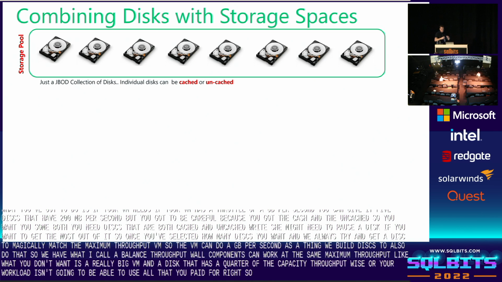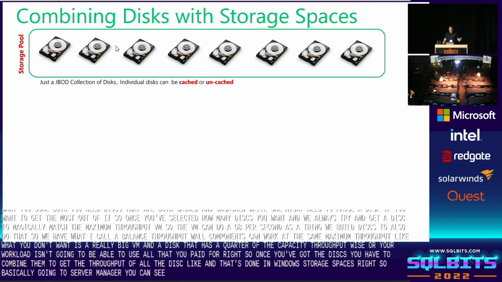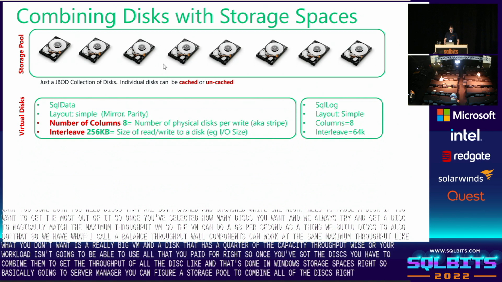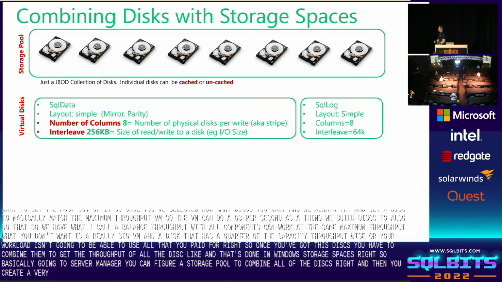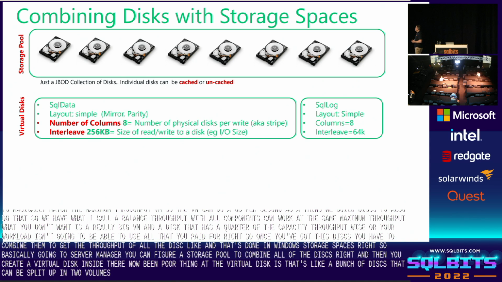So once you've got those disks, you have to combine them to get the throughput of all of the disks, right? And that's done in Windows storage spaces, right? So you basically go into Server Manager, you configure a storage pool to combine all of the disks, right? And then you create a virtual disk inside there. Now, the important thing of the virtual disk is that it's like a bunch of disks that can be split up into volumes. There are 2 properties that you set that are absolutely critical.